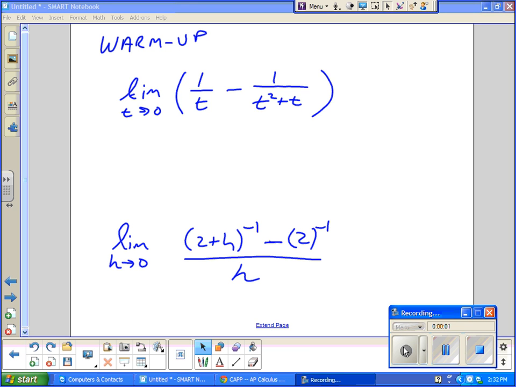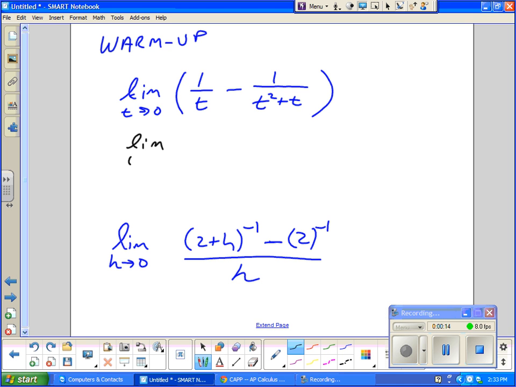All right, so we got two limits here to practice on. The limit as t approaches 0 of this function here, 1 over t minus 1 over t squared plus 1. You can't plug in 0 because it's undefined. So first thing I would do is factor. And if you don't factor first, you end up with a disaster.